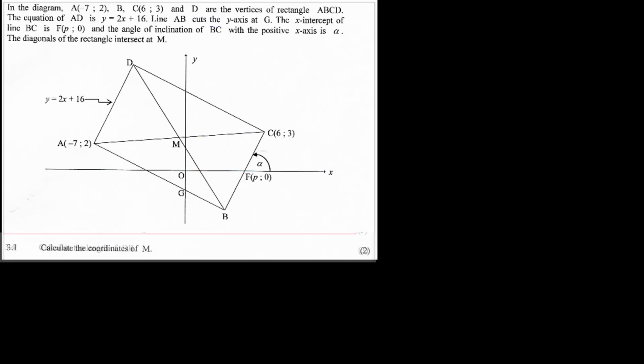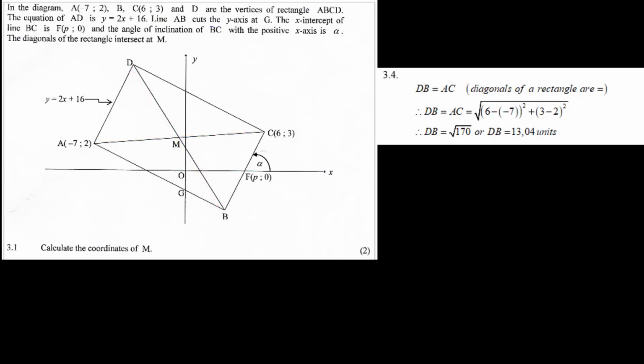Question 3.4 for 3 marks. What is the length of DB? Because ABCD is a rectangle, we know that AC is equal to DB. Therefore, the length of AC we know to be the square root of (6 - (-7))² + (3 - 2)². The length of DB is equal to the square root of 170, or approximately 13.04.